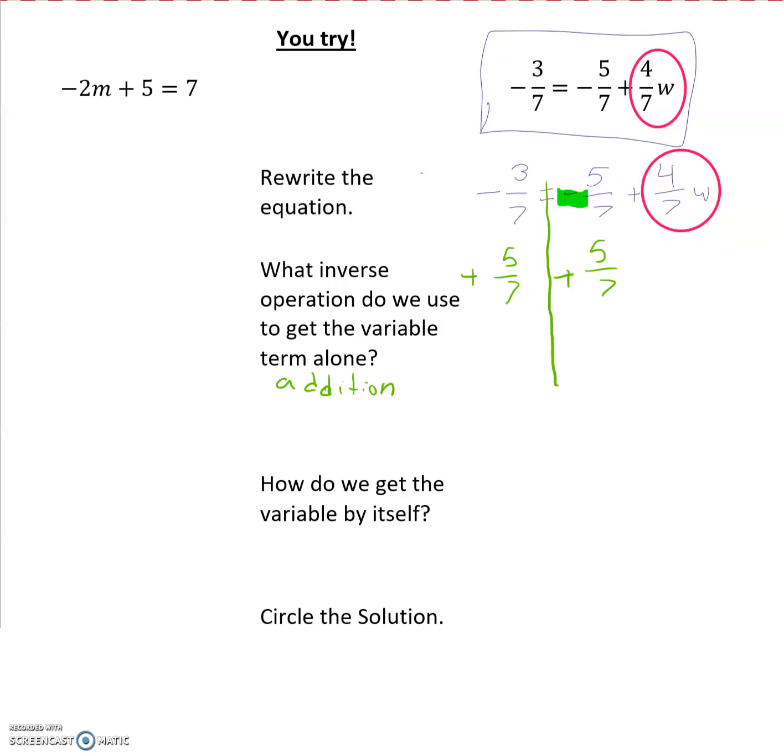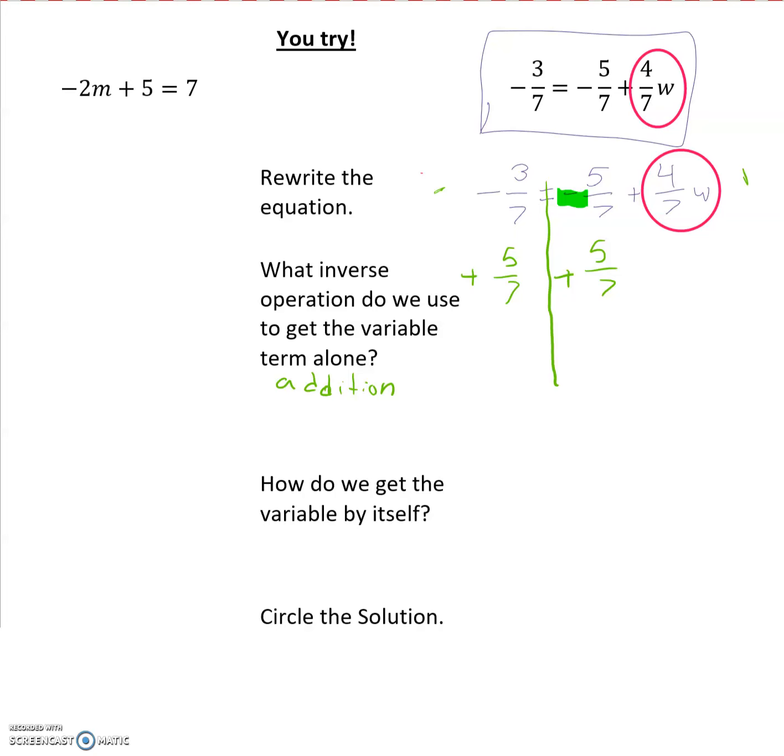A trick to help you remember what sides you have is you can always draw the line right here to remind yourself that this is very similar to a scale, and you have to keep this side of the scale the same equal weight as this side of the scale. And if we add something to the left side, we have to add something to the right side. Okay?